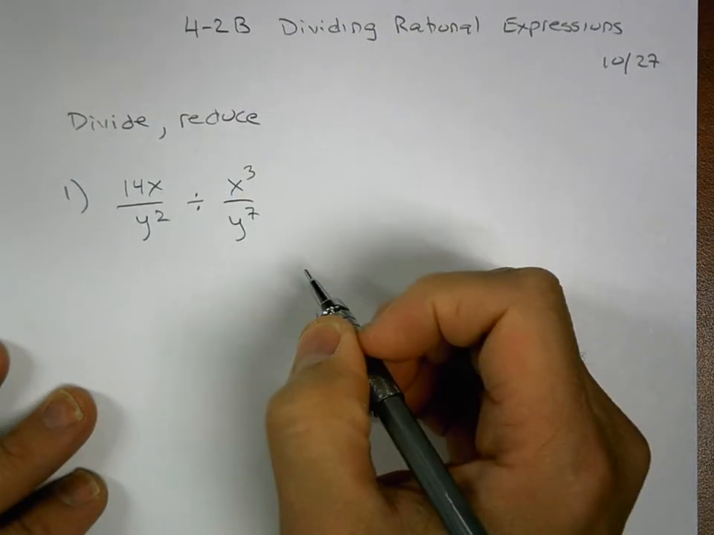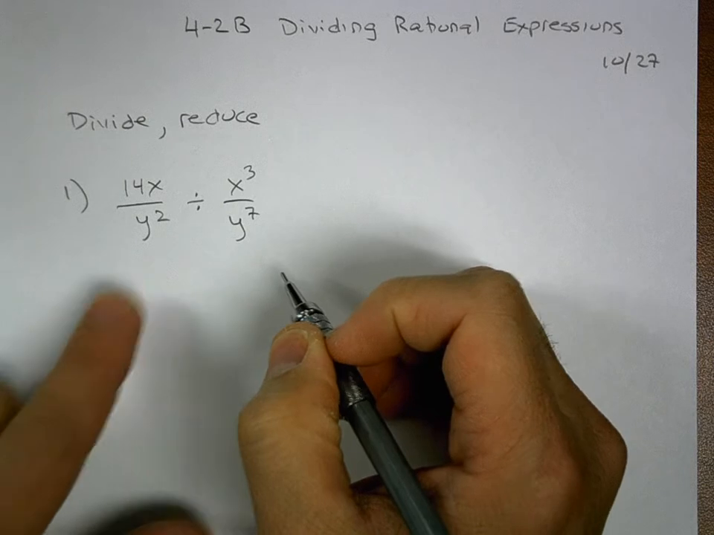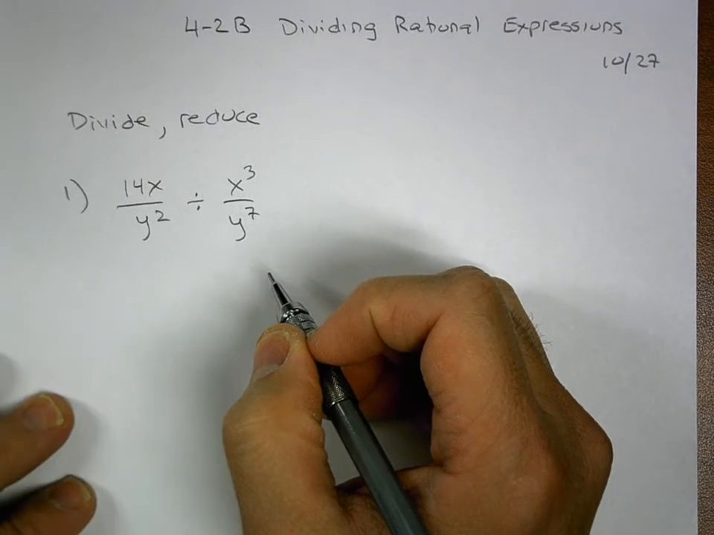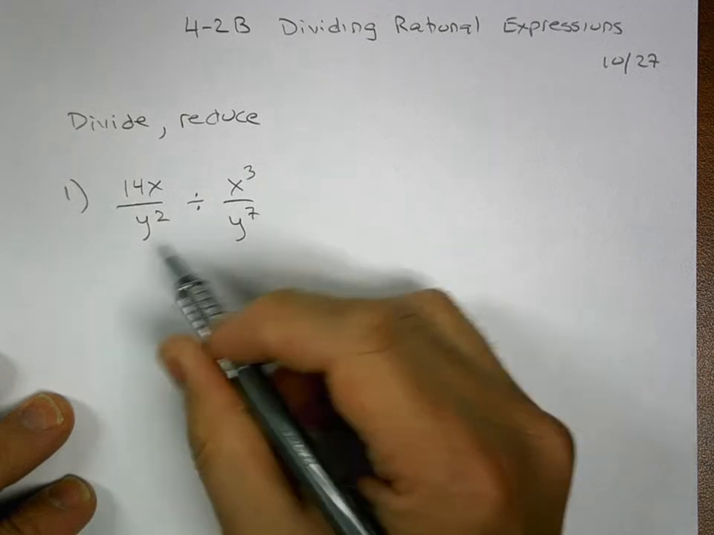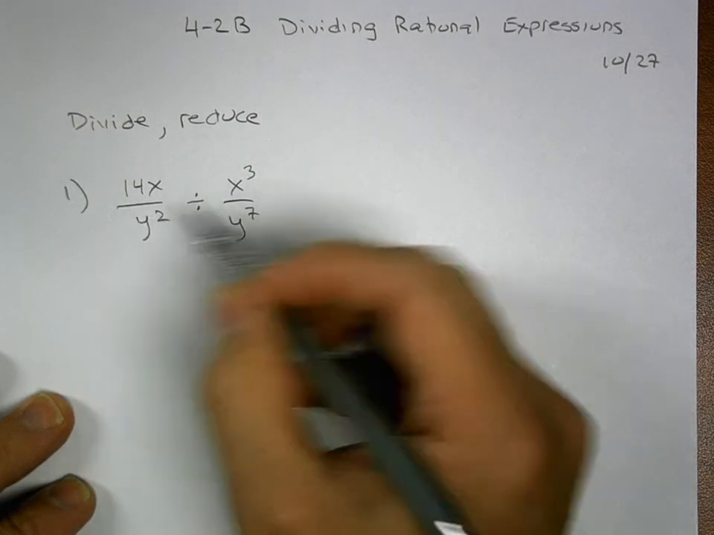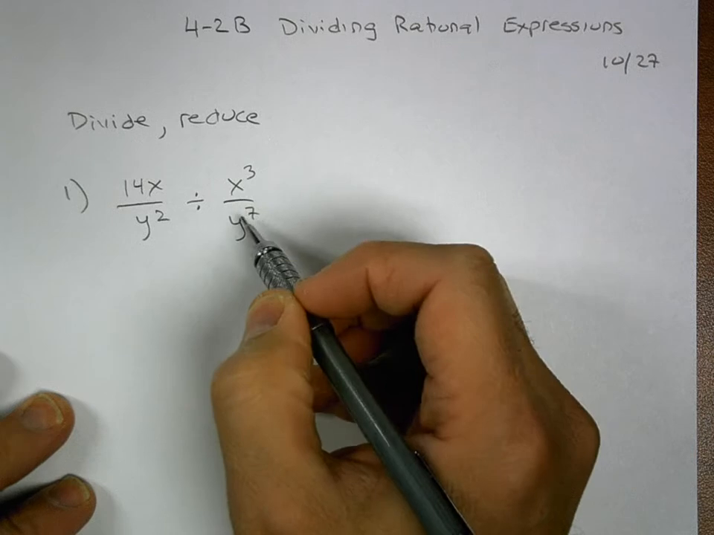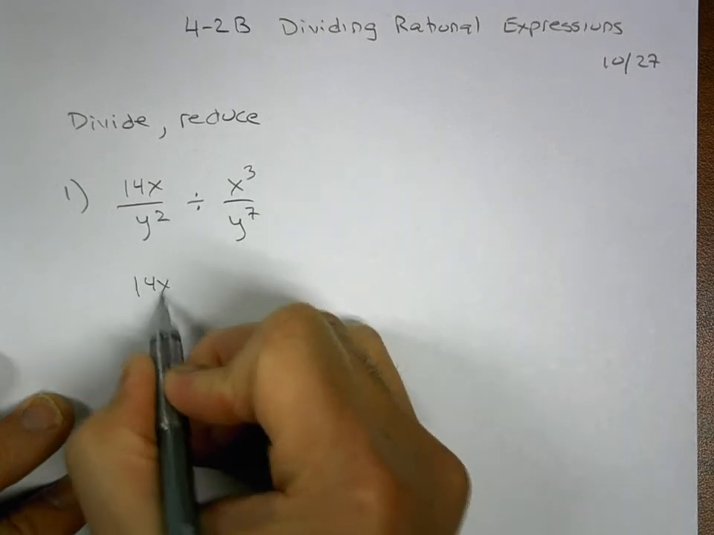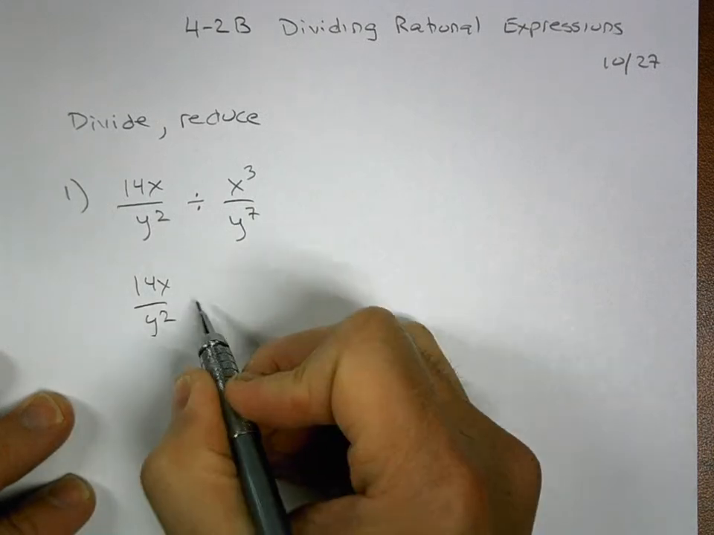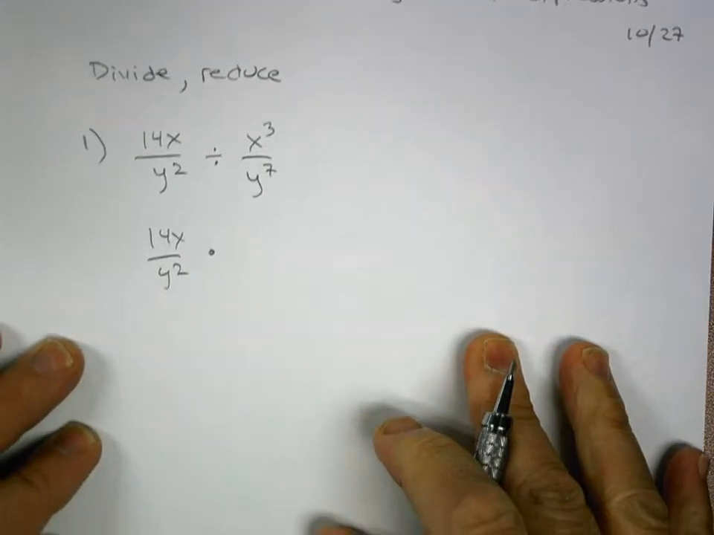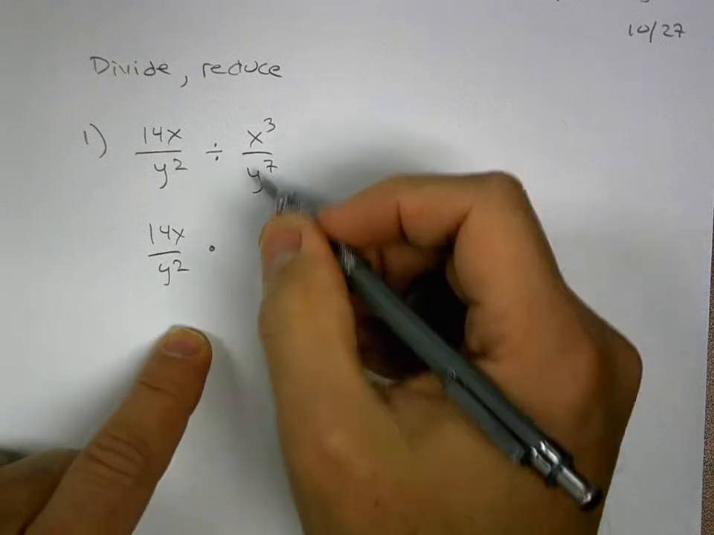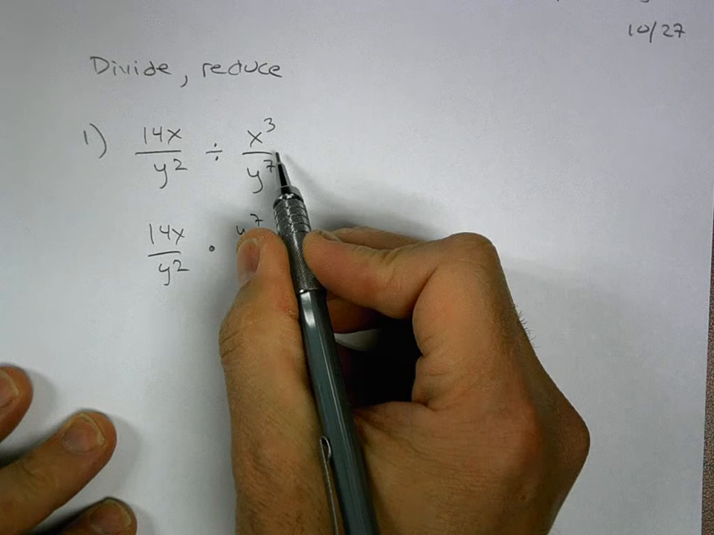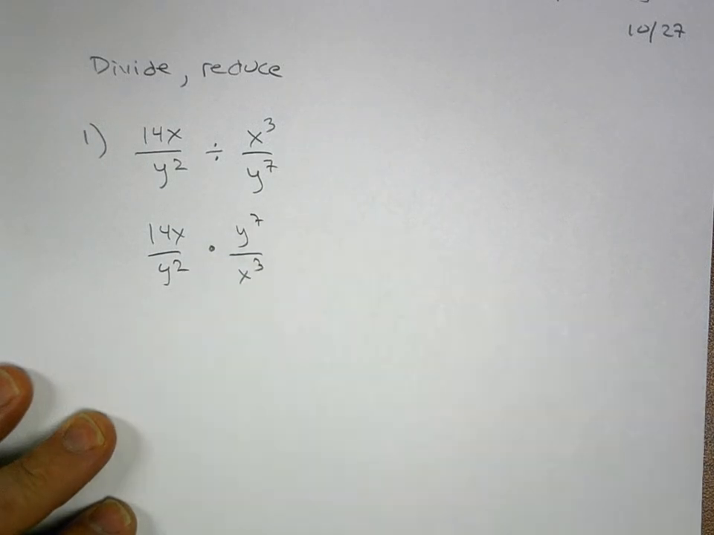All right. So if we're going to divide fractions, you've kind of learned this before. We flip one of them, don't we? Which one do we flip? The second one right there. So it's this divided by this fraction. So you flip and then you multiply. Okay, so I'm going to rewrite this. So 14x over y squared, just recopy that, times, and then you flip that one. So now this is y to the 7th on the top over x cubed.